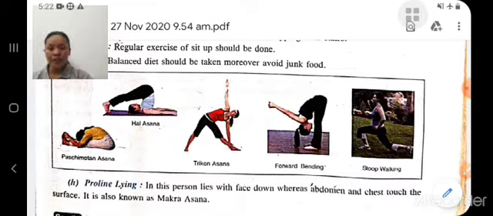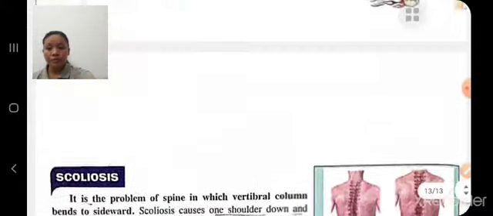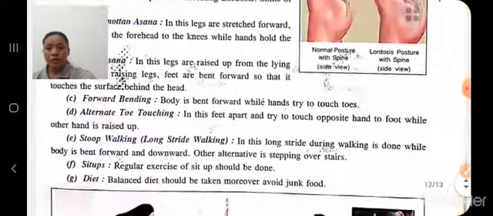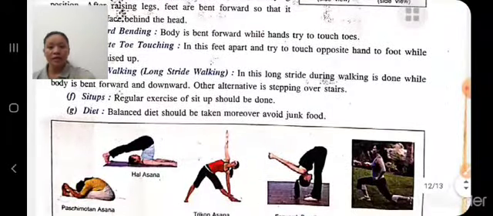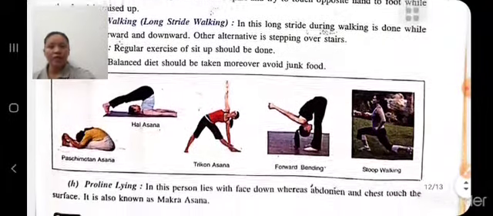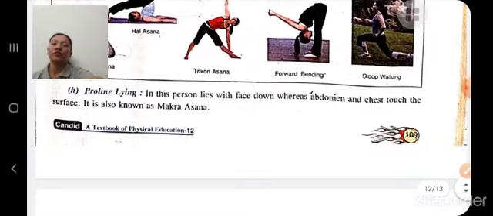Halasana, forward bending, alternate toe touching, stoop walking, sit-ups, diet, taking a proper diet, avoiding junk food, and prolonged positions. Prolonged positions means lying down forward, lying down on your stomach.